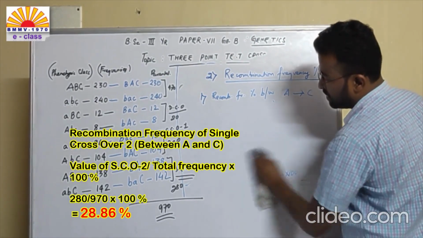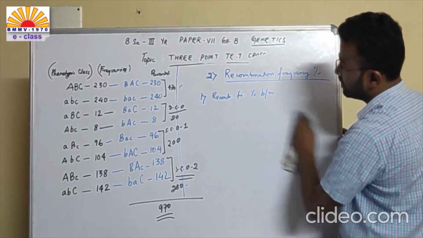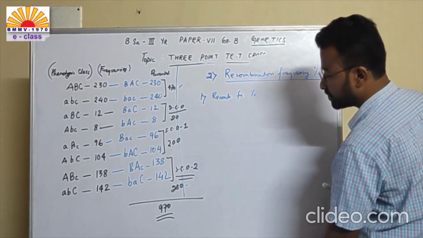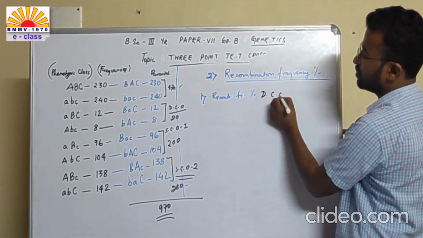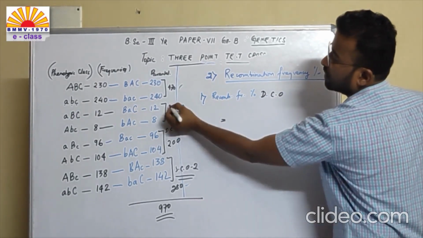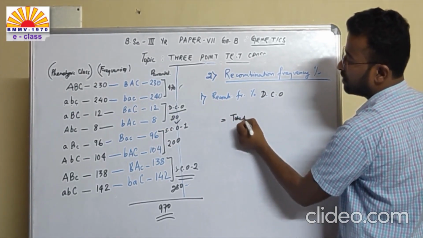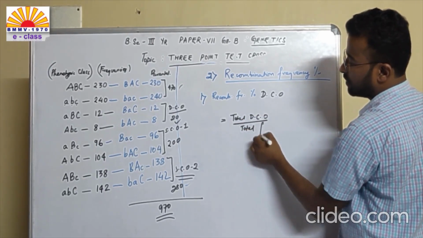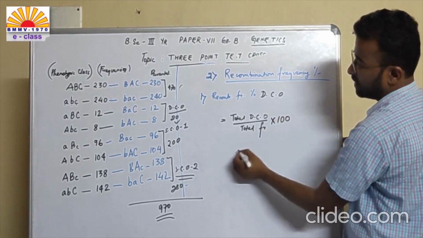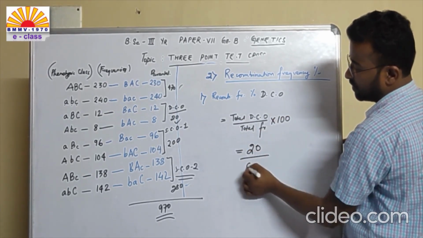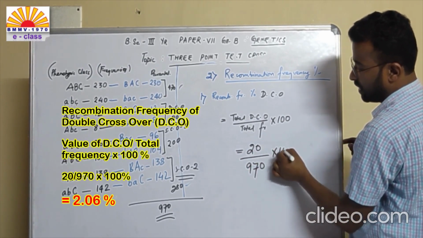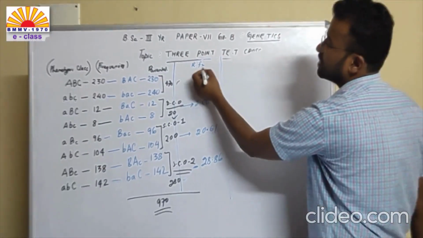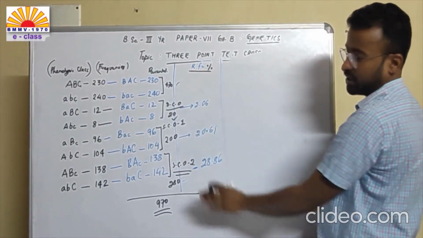Now recombination frequency of a double crossover, okay, for double crossover equals total double crossover divided by total frequency into 100, that is equal to 20 divided by 970 into 100, which is equal to 2.06%. Recombination frequency percentage for all this type of combination.